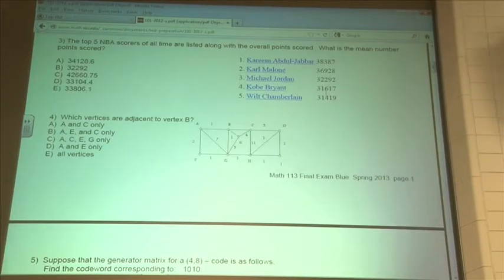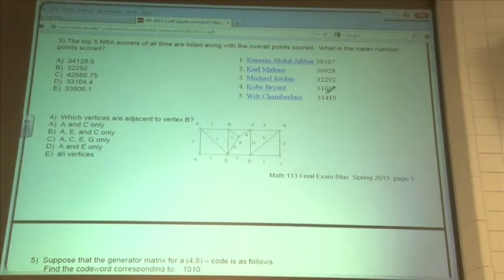Number 3, the top 5 NBA scores of all time, listed along with the overall points scored. What is the mean number of points scored? Okay, if we're talking about the mean, what is that? Regular old average. Bust out your handy dandy calculator.